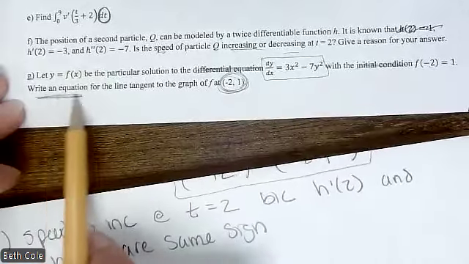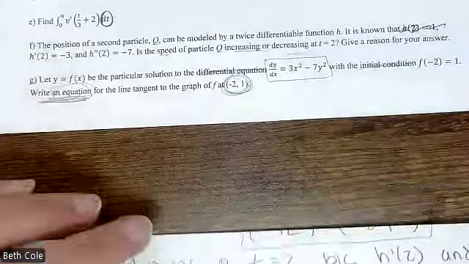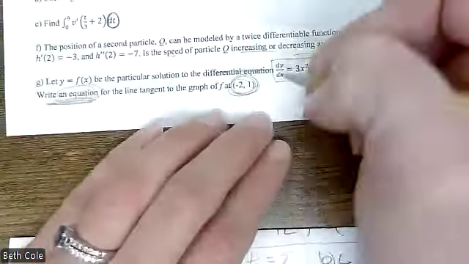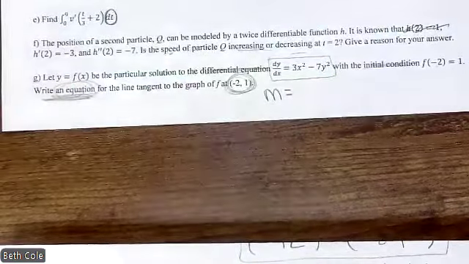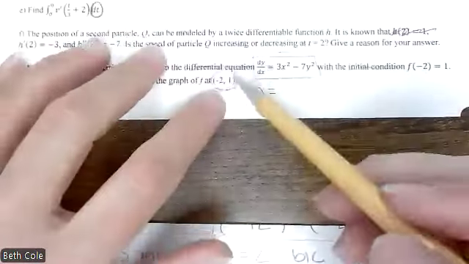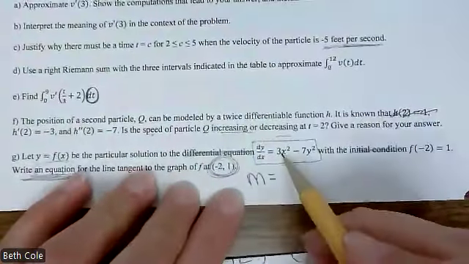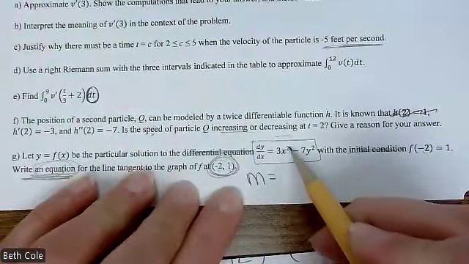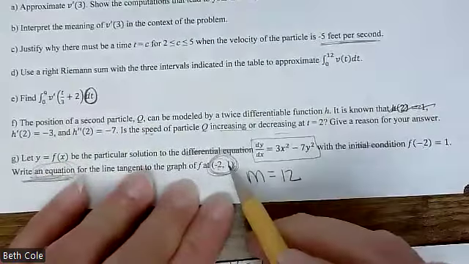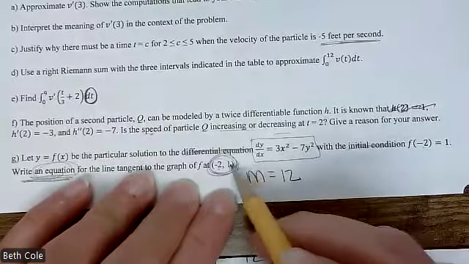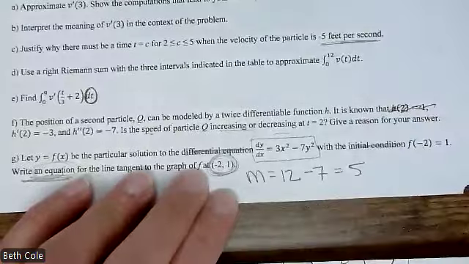It says write an equation. What two things do you need to write an equation? Point and a slope. We have the point. I'm going to have to write on here because I ran out of space. Find the slope. Slope comes from derivative, which they conveniently handed to you. You're just going to plug in -2 for x and 1 for y. So -2 squared, 4 times 3 is 12. If you plug in 1 for y, that would just be -7. So your slope is 5.